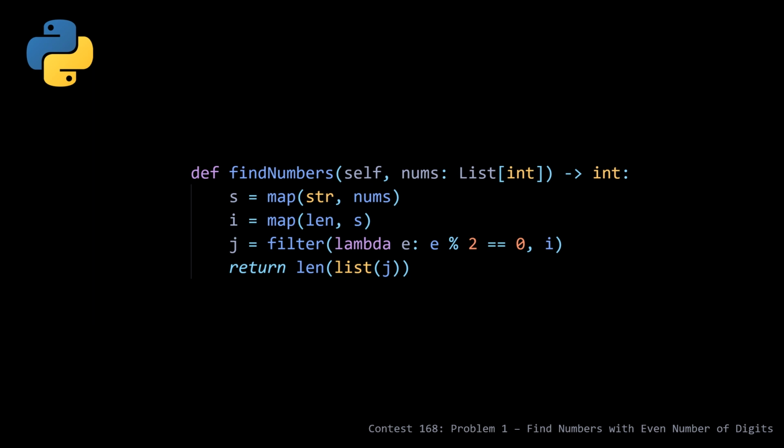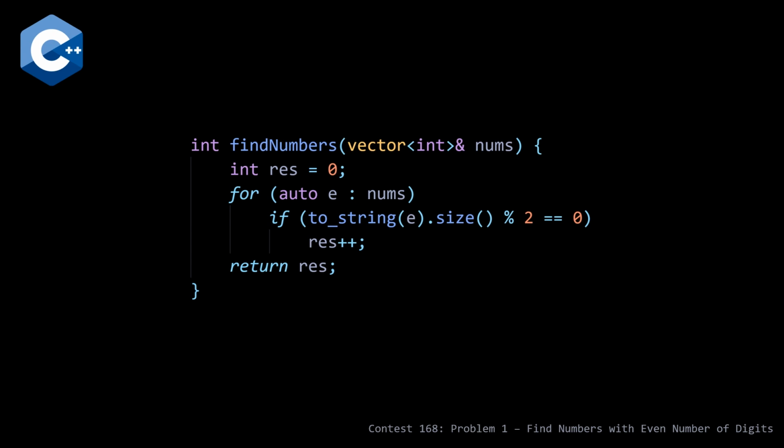Moving on to 3 different C++ solutions. Here's the imperative one, similar to the first Python solution, declaring our variable res, setting it equal to 0. We have a C++11 range-based for loop. Once again, converting it to a string using to_string, and then converting that to a size using the size method, modulus 2 equals 0, and then we're doing an increment on our variable res here. And then once again, we return it at the end.